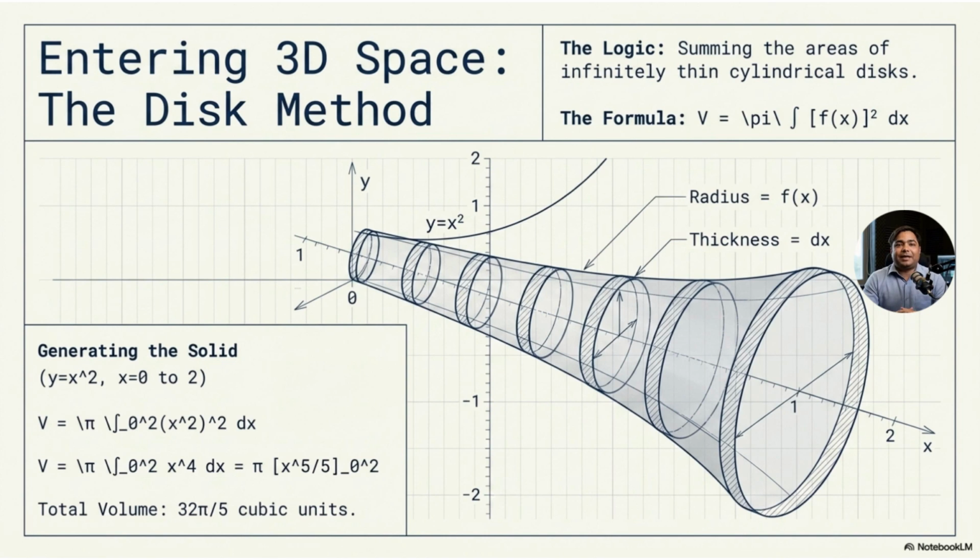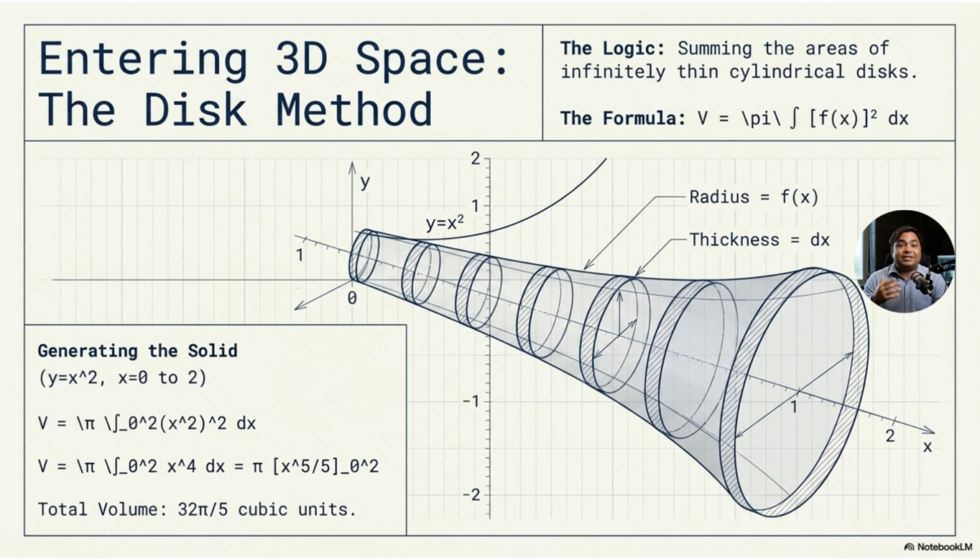Verbally, the formula is volume equals pi times the integral from a to b of f of x squared dx. Here, f of x gives the radius of each disk. The small thickness is dx. The example on the slide uses y equals x squared from x equals 0 to x equals 2, so the radius is x squared. The volume becomes pi times the integral from 0 to 2 of (x squared) squared dx. (x squared) squared becomes x raised to the fourth power. So volume equals pi times the integral from 0 to 2 of x raised to the fourth power dx.